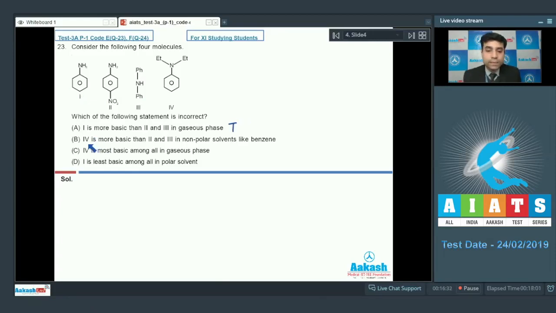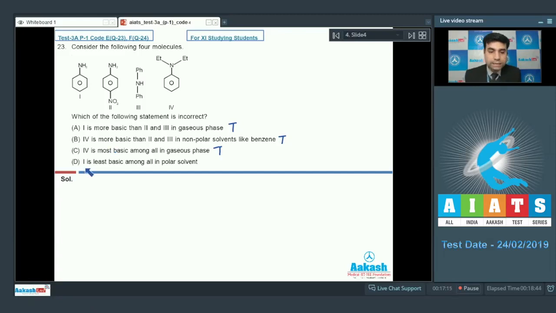Now if I talk about statement B, it says 4 is more basic than 2 and 3 in non-polar solvents like benzene. So if I talk about the fourth molecule, here we have the plus I effect of the ethyl group. Now 4 is more basic than 2. It is correct because 4 is more basic than 1. So 4 is more basic than 2 as well as 3. So this statement is also correct. If I talk about the C option, it says 4 is most basic among all in gaseous phase. Yes, it is right. 4 will be the most basic species among all the 4 species. Hence, this is a correct statement.